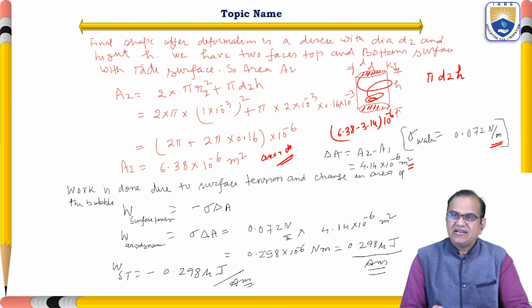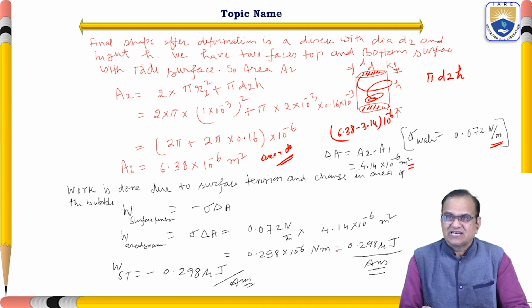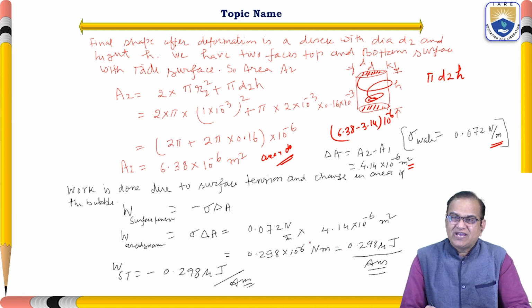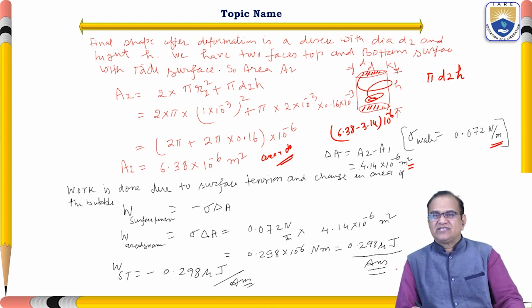So you will get here, if you multiply 0.072 into 4.14, you will get 0.298 into 10 to the power 6 Newton meter. Okay, so here we can write this as a microjoule. So Newton meter is a joule. So here we can write 0.298 microjoule. So this is the answer.